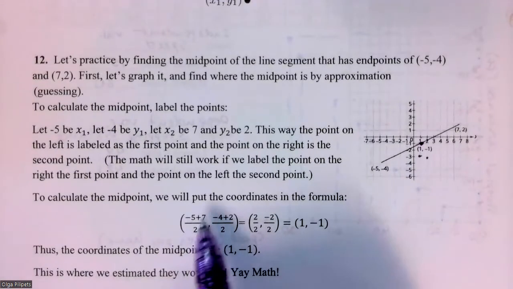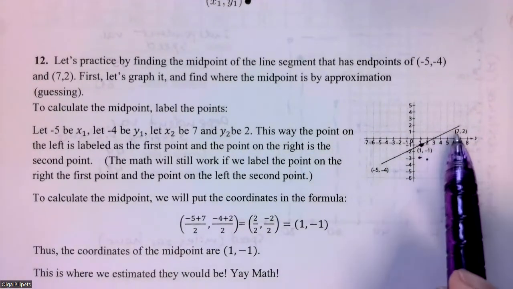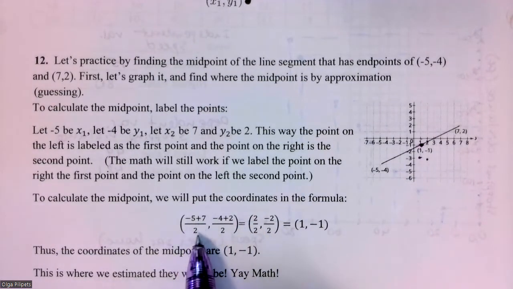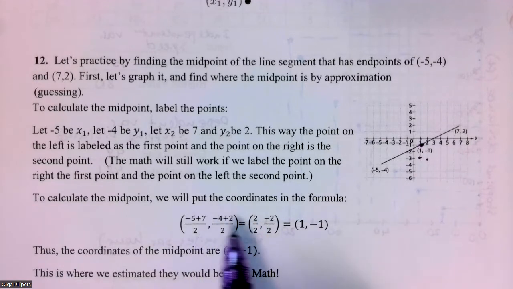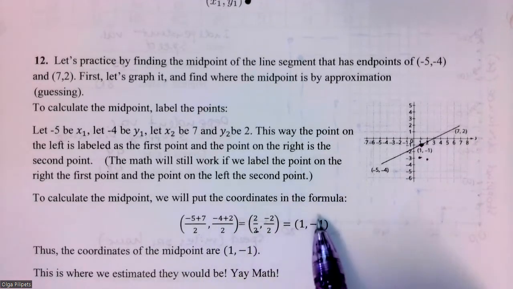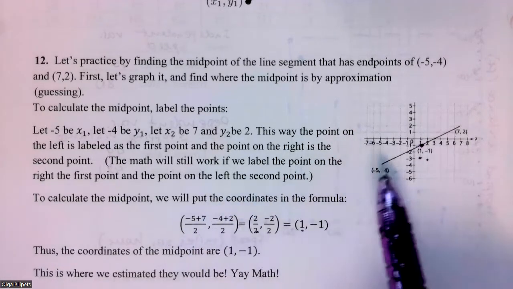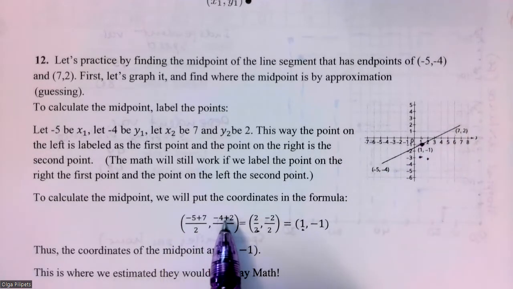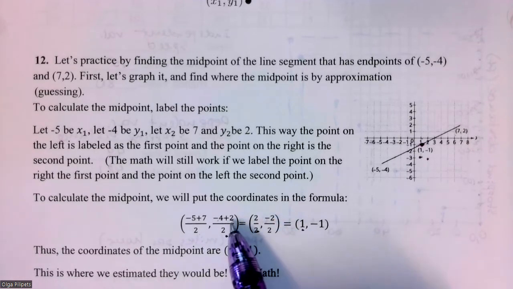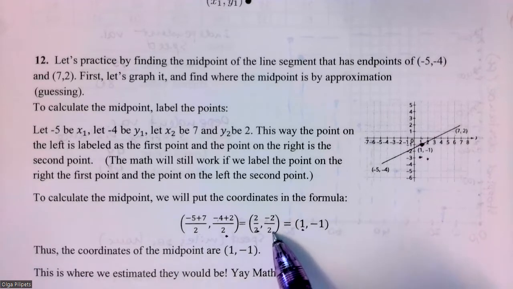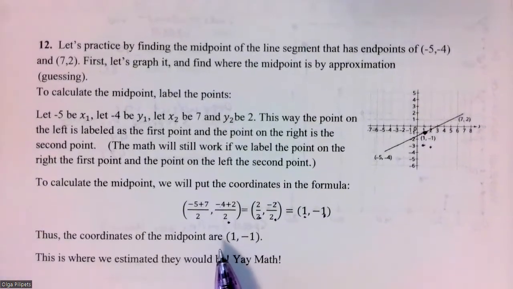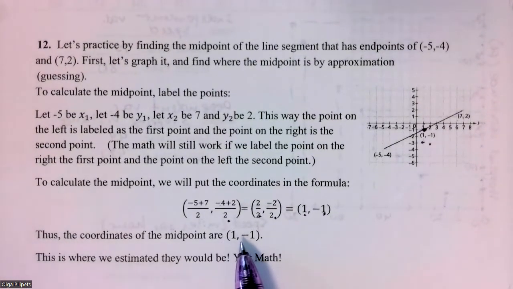Averaging out the x values, -5 and 7, gives us -5 plus 7 divided by 2, which simplifies to 2/2, which is 1. Then averaging out the y values, -4 and 2, we have -4 plus 2 over 2, which simplifies to -2/2, which is -1. So yes, the coordinate of the midpoint is 1, -1.